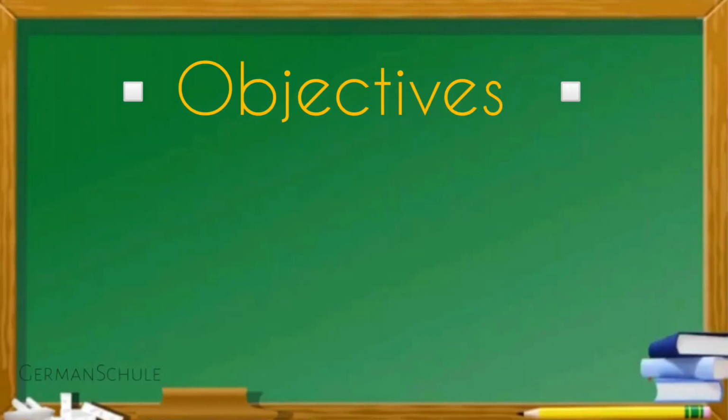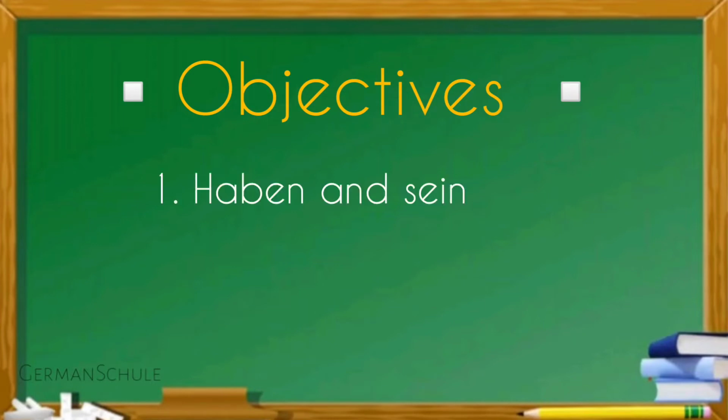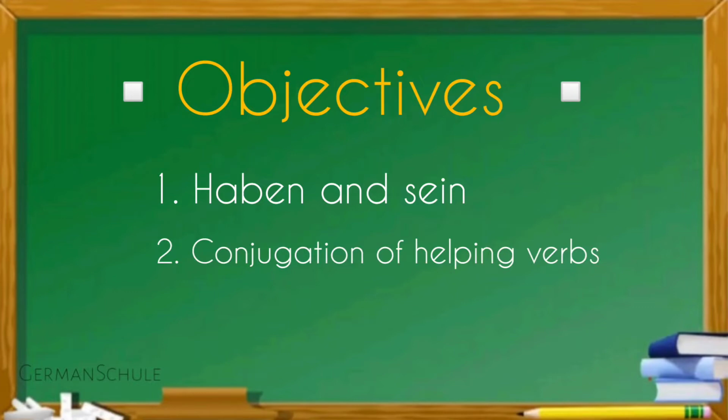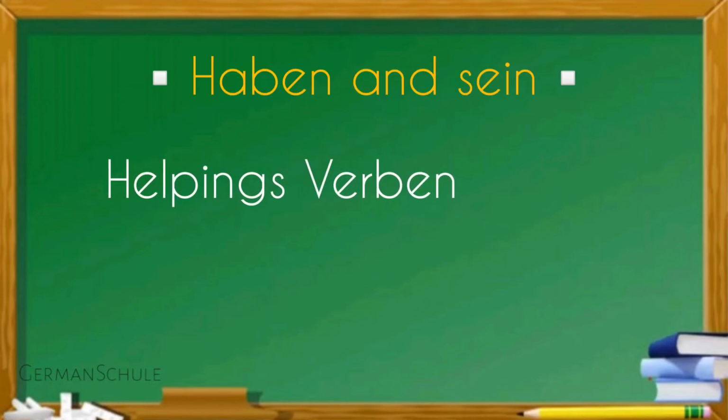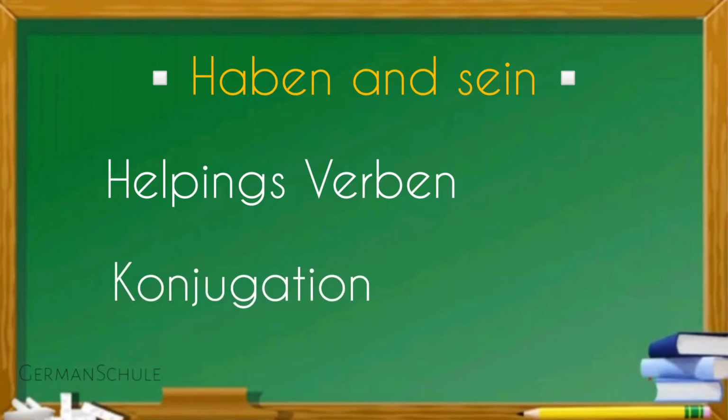First, we see overview of this lesson. We will be learning haben and sein, conjugation of helping verbs, and then some exercise. Haben and sein are mostly used as helping verbs as well as the main verbs in the sentence. In this video, we only concentrate on the conjugation of haben and sein. If you want to know when they are used, you can watch our video on haben and sein. The link is given below in description.